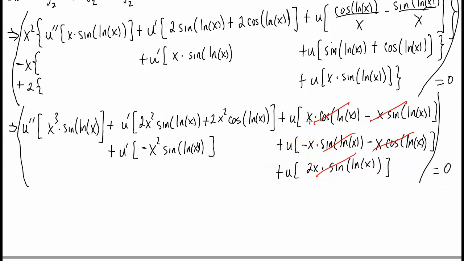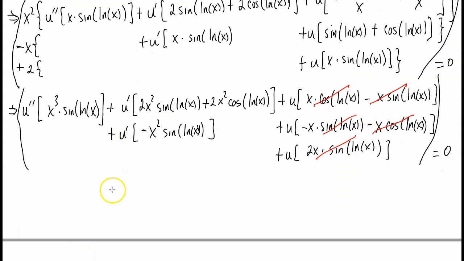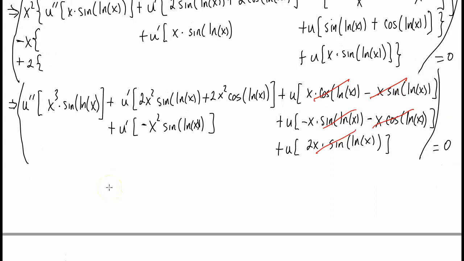If we look here, we end up having 2x squared sine of natural log of x with a minus x squared sine of natural log of x. And so this should end up being an x squared sine of natural log of x, along with this 2 times x squared times cosine of natural log of x. All right, so let's write the simplified version of what all this is supposed to be now.